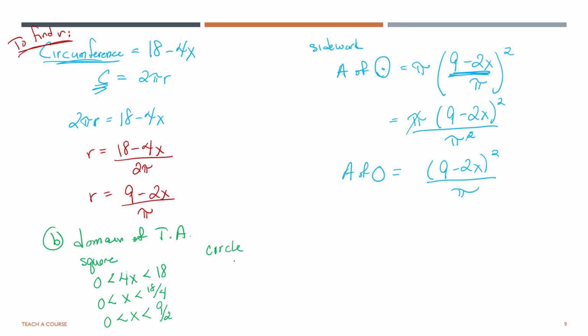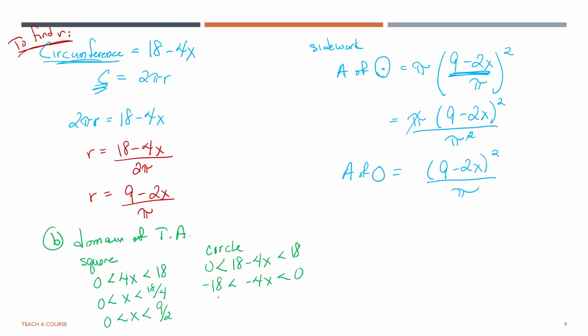The perimeter of the circle was 18 minus 4x. Again, that circle perimeter or circumference has to be greater than 0. If it's equal to 0, I don't have a circle. But at the same time, it has to be less than 18. If it's equal to 18, I don't have the square. So first things first, we have to subtract that 18 off of all three sides, don't we? Agreed? Okay. And then we have to divide by that negative 4, don't we?